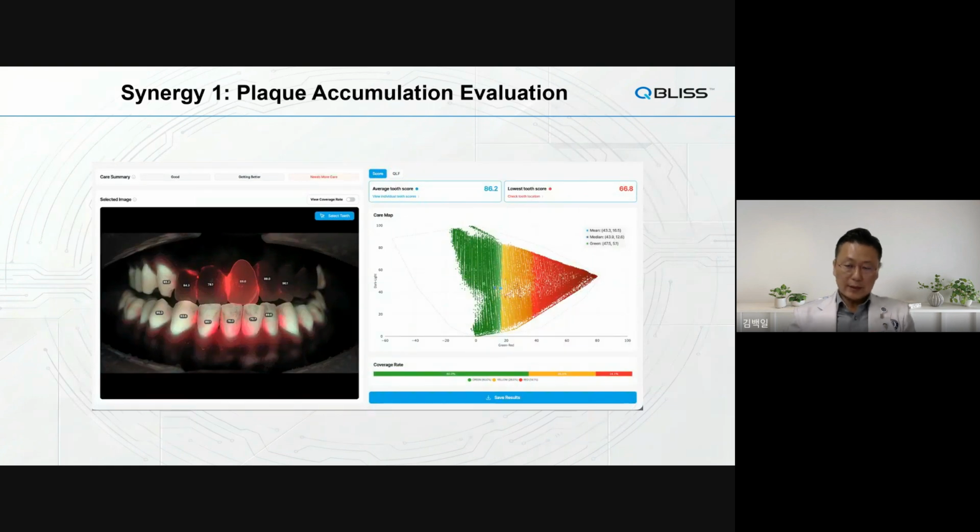One of the synergistic points is that the QBLISS system can easily detect and evaluate plaque accumulation. This system is AI-driven, so you don't need manual detection. Just take the image and it automatically analyzes. It shows us this kind of graph. The green color means there's no biofilm, a very clean enamel surface, and the red color indicates the biofilm-covered area. If this area is bigger, it means the patient belongs to the high-risk group.